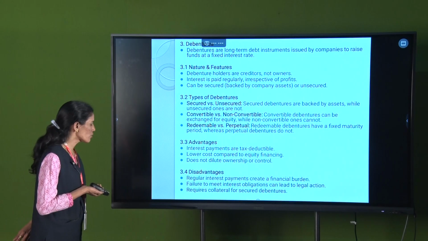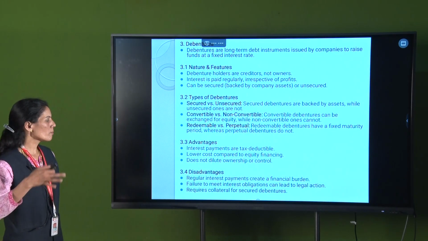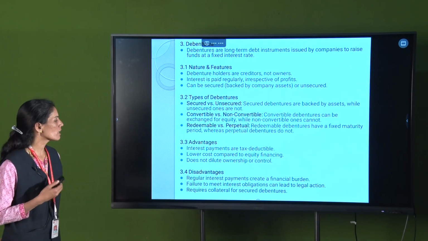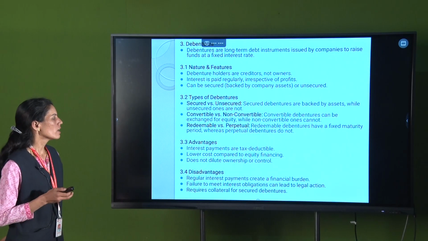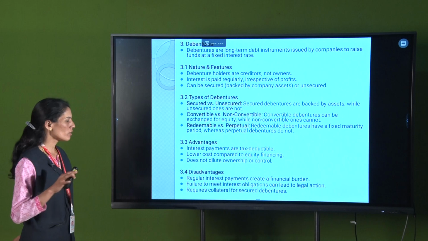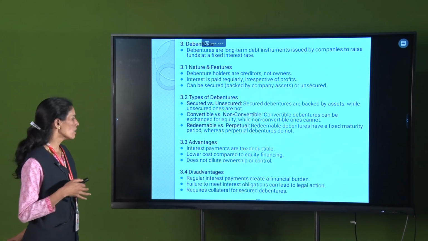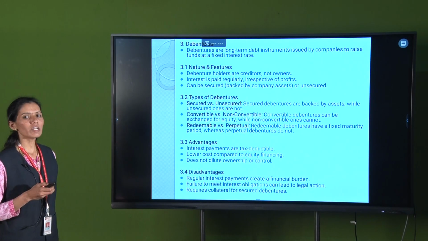What are the disadvantages of that? Regular interest payments create a financial burden. Every month or every year there is interest to pay, so it creates the financial burden. Failure to meet the interest obligation can lead to legal action. If interest obligations are not met, legal actions are taken. After that, it requires collateral for the secured debenture.